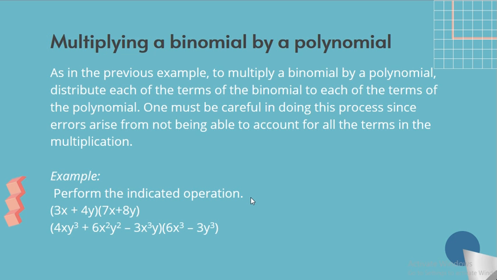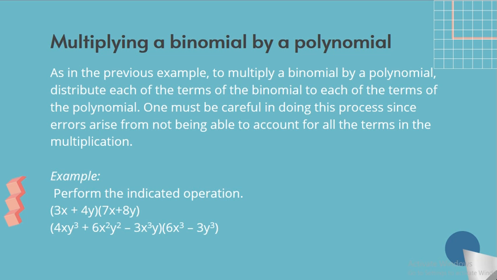Next slide, multiplying a binomial by a polynomial. As in the previous example, to multiply a binomial by a polynomial, we just have to distribute each of the terms of the binomial to each of the terms of the polynomial. One must be careful in doing this process since errors arise from not being able to account for all of the terms in the multiplication. So again, please be careful in multiplying all of the terms because you may forget some terms, especially if there are so many terms inside the polynomial.